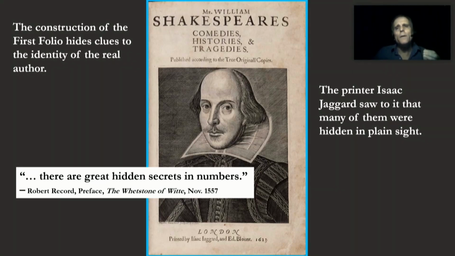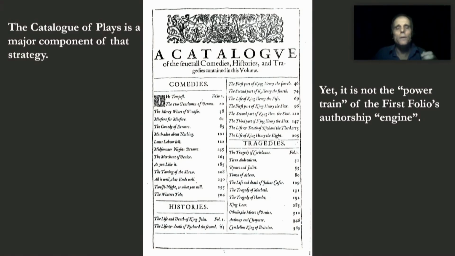As Robert Record said in The Whetstone of Wit from 1557, there are great hidden secrets in numbers, and it is in numbers that we find many clues. The Catalogue of Plays, the table of contents, is a major component of that strategy, yet it is not the powertrain of the folio's authorship engine.